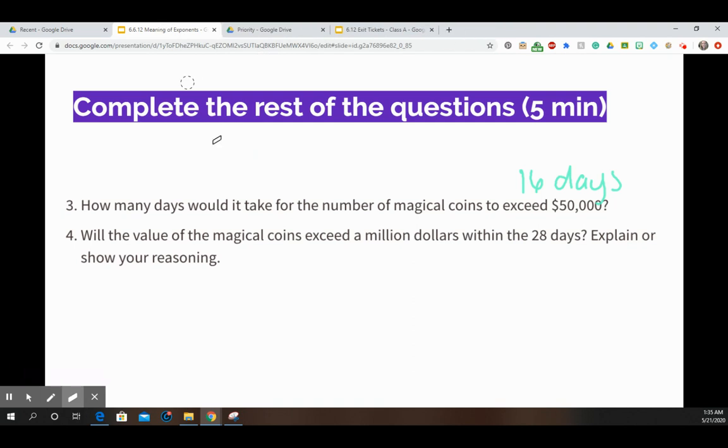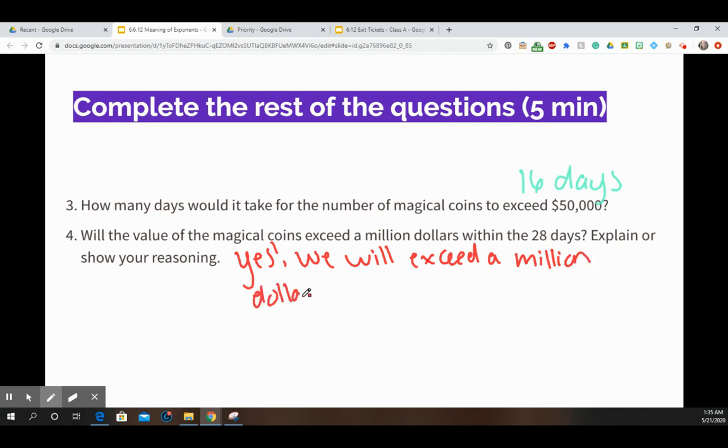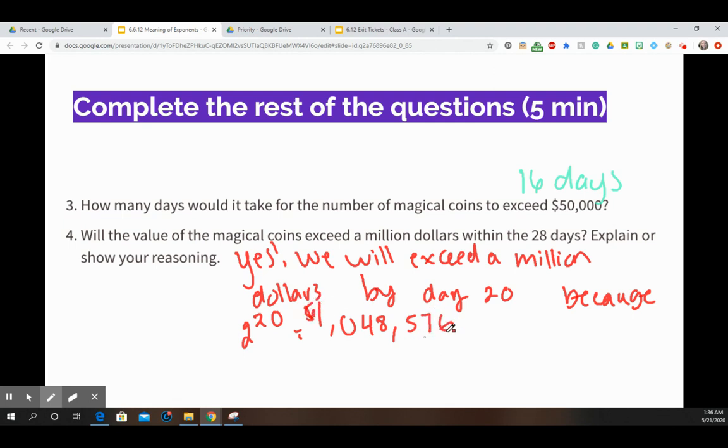All right. So, will we exceed $1 million? Yes. We will exceed $1 million by day 20 because 2 to the 20th is equal to, what was it? 1,048,576. So we'll definitely pass it, and we will get way past that. Because remember, on the 21st day, it doubles again, so we're going to have over $2 million on the 21st day. Crazy. Wish I had this Genie offer in real life.